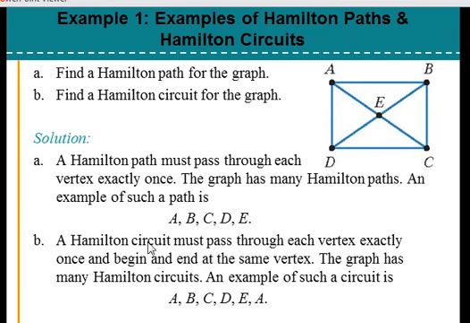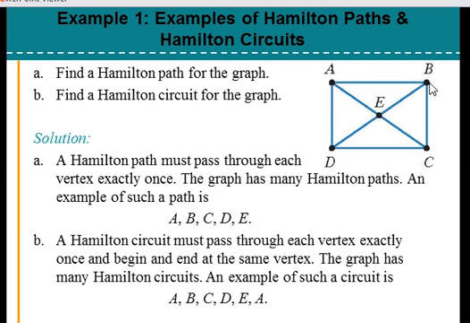Now, a Hamilton circuit must pass through each vertex exactly once and begin and end at the same vertex. The graph has many Hamilton circuits. An example of such a circuit is A to B, B to C, C to D, D to E, and then back to A. We start out the same way we did before.